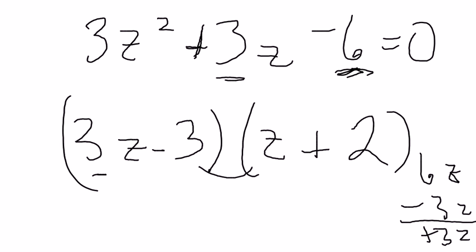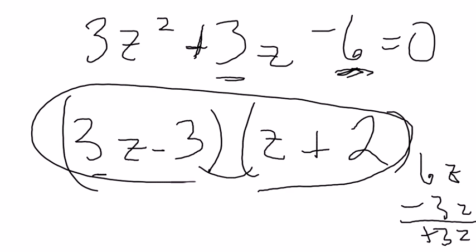So this is it right here. This is my factored equation. It's the same thing. These two equal each other. If I multiplied this out, I'd get that. These are the same exact thing.